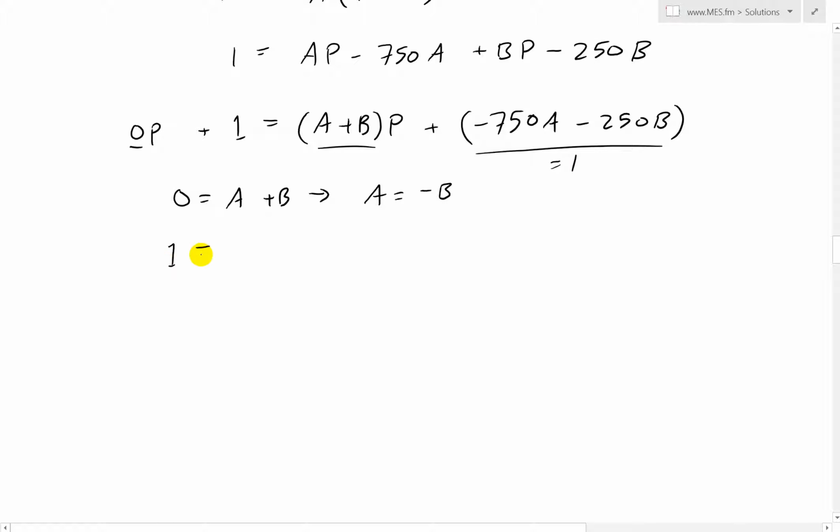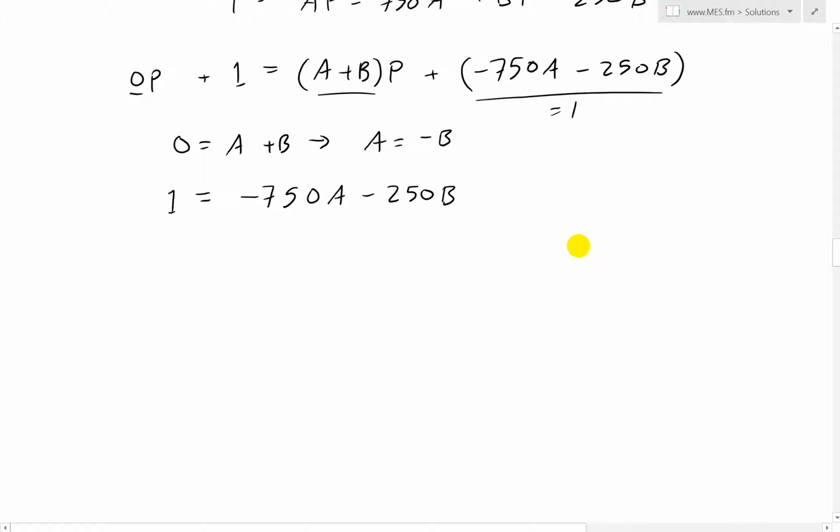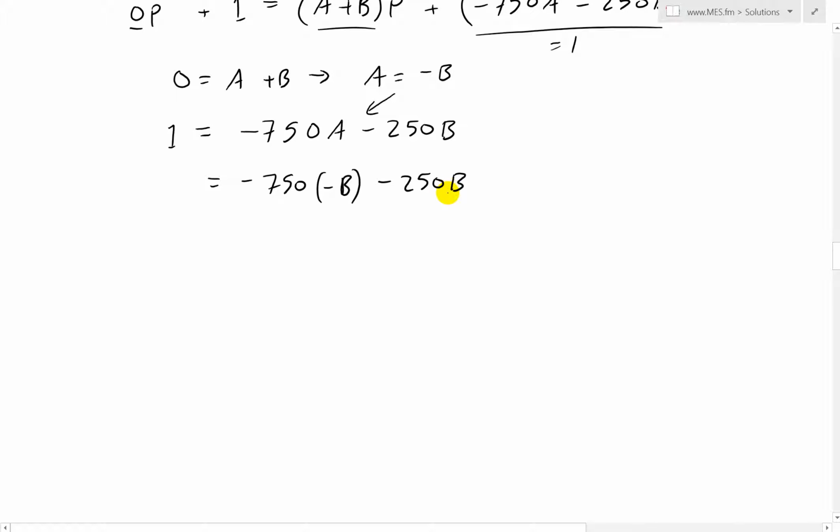So we'll write 1 equals negative 750a minus 250b. And what I'll do now is put in this negative b inside this a. Just plug that in. We get negative 750 times negative b minus 250b. And now what I'll do is factor out this b, so we get b, and then this becomes positive, negative and negative becomes positive. So factor out the b, we get b times 750 minus 250, and this equals 1 on the left side.